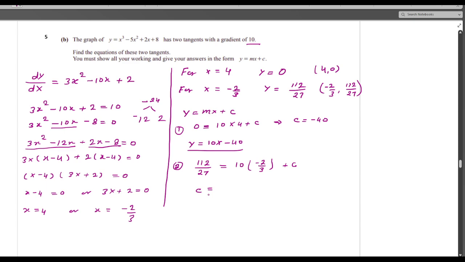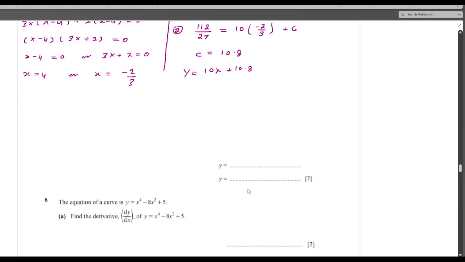So it's 10.81. So the value of c is what? 10.81, or 10.8 I will say. Therefore, the second equation is y equals 10x plus 10.8.